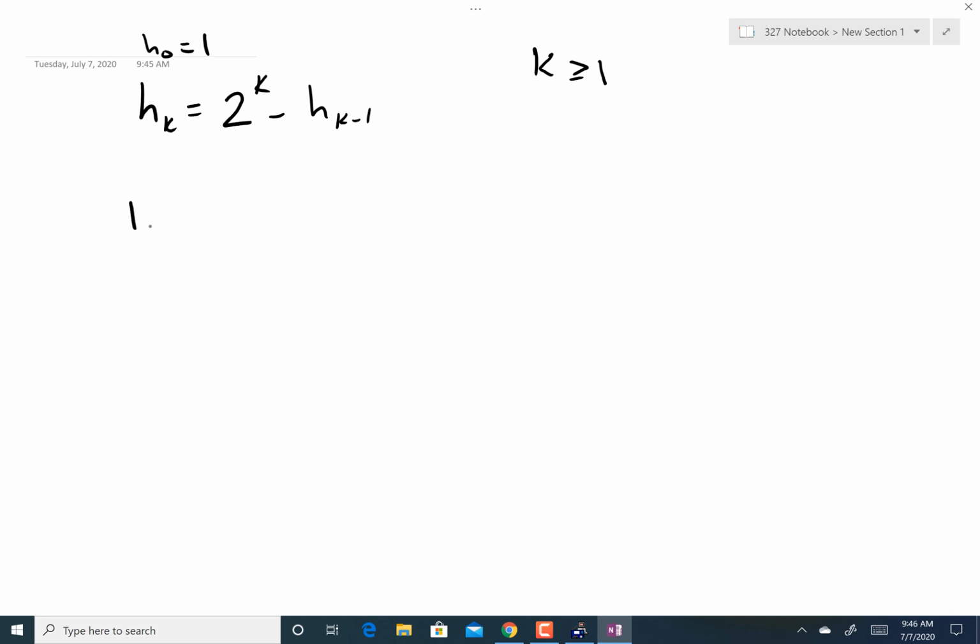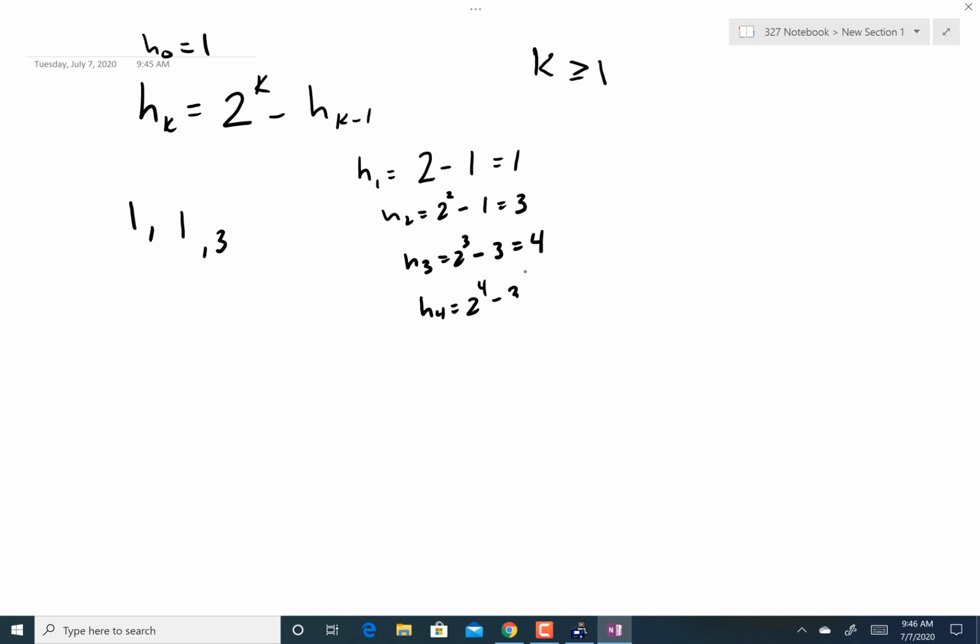Okay, that's cool. So the first term: h1 is equal to 2 to the 1st minus the previous term, which is 1. h2 is going to be equal to 2 squared minus the previous term, which is 3. h3 is going to be 2 to the 3rd minus 3, which is 4. h4 is going to be equal to 2 to the 4 minus 4 rather. Wait, what happened? I forgot my 4. Which is going to be 12. 2 to the 5th, which is 32, minus 12 is going to be equal to 20.